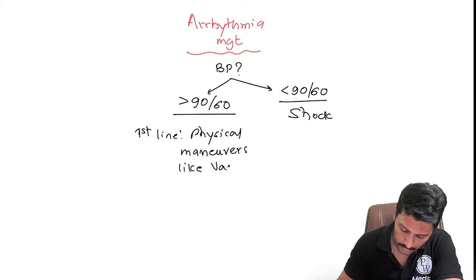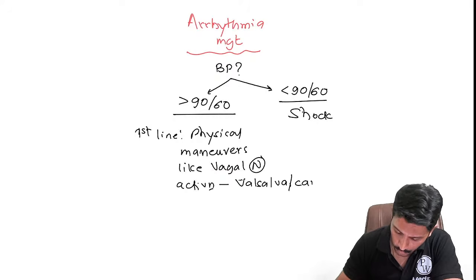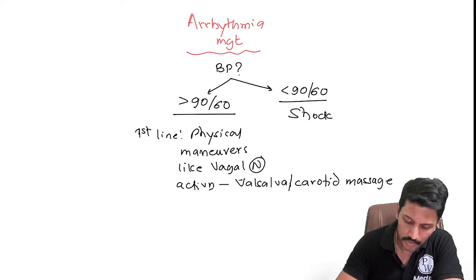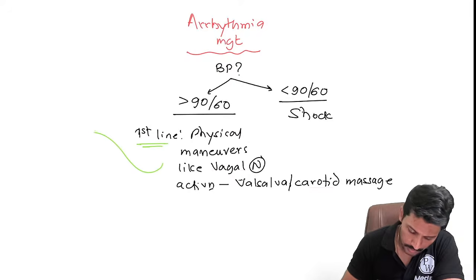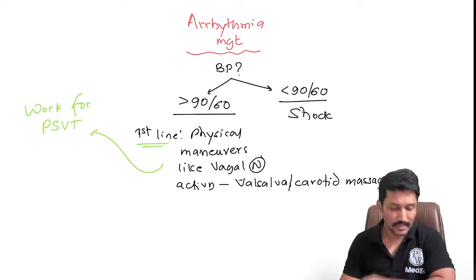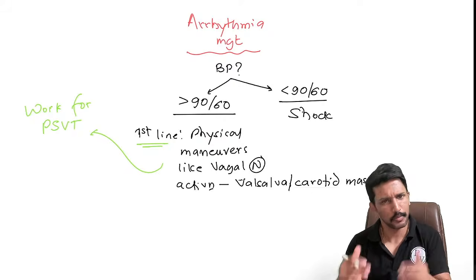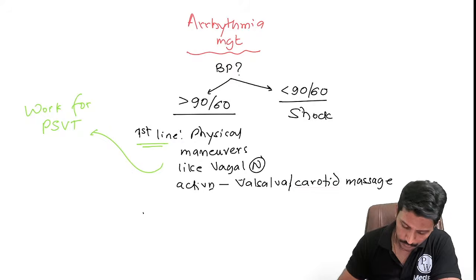Like vagal nerve activation. What can activate the vagal nerve? It can be, for example, the Valsalva maneuver or carotid massage. Now, do they work for all arrhythmias? No. These generally work for PSVT, less likely to work for other arrhythmias. So we try this for PSVT, but for other arrhythmias, we directly go to the next step.